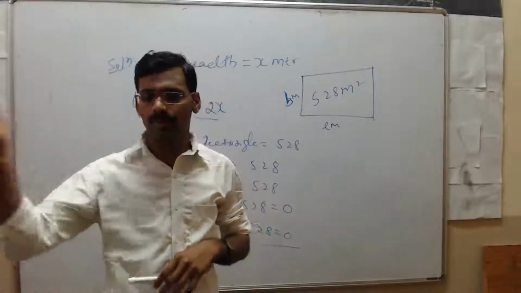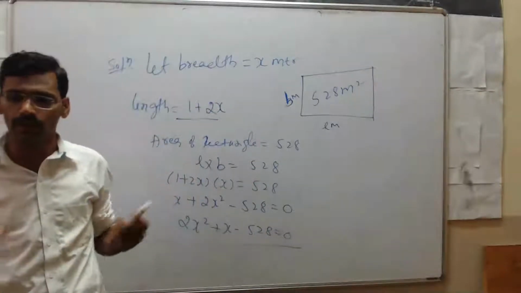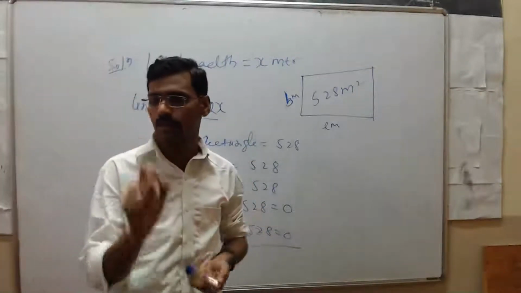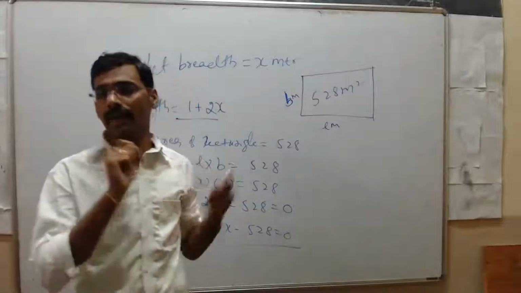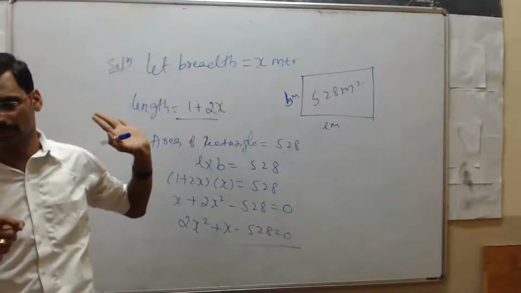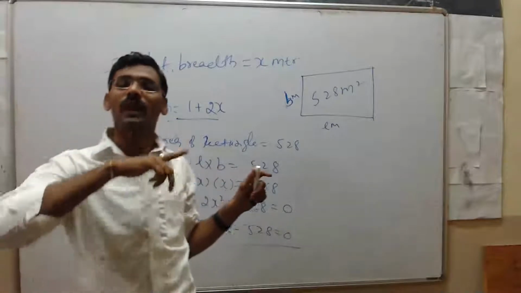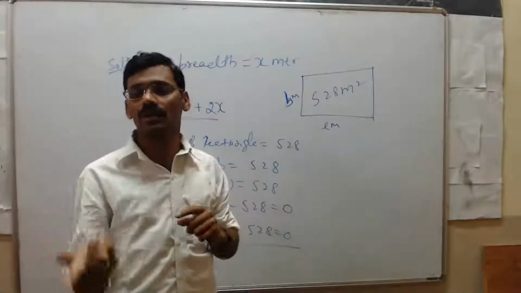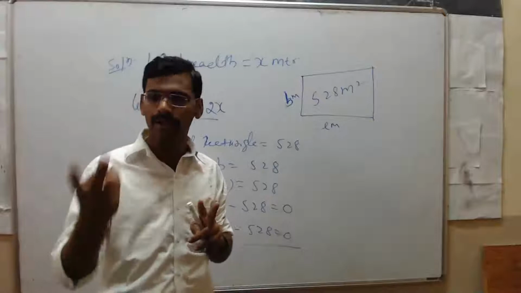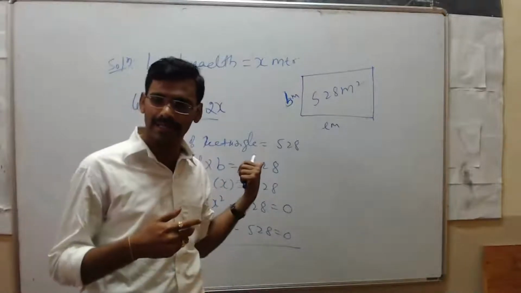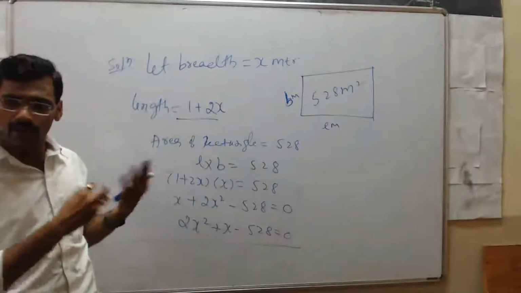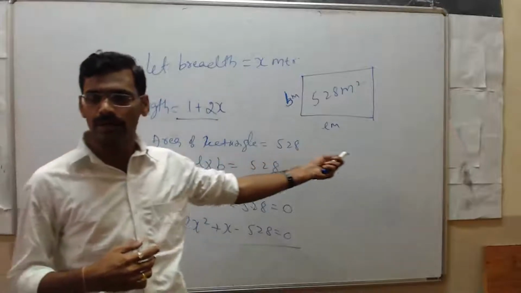It means length is in comparison with what? Breadth. What is the value of breadth here? We don't know the value of breadth. For this reason, we consider the breadth of the rectangular plot as x meter. Then length is 1 meter more, which means 1 plus twice its breadth. Twice means double its breadth, 2 into x. Therefore 1 plus 2x. Then we have to represent the area of the rectangular plot as equal to 528.